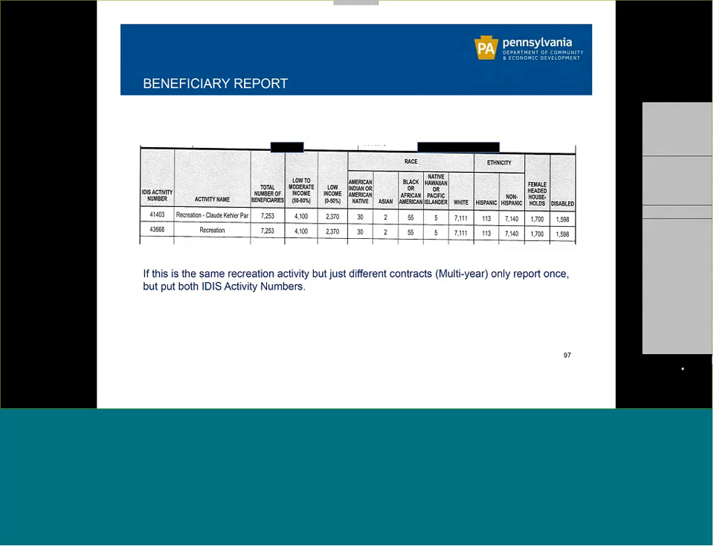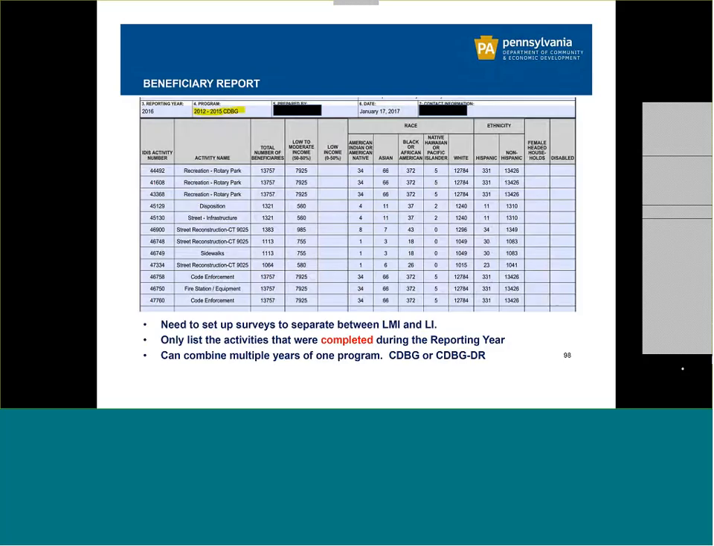You should be following the same name that you submitted under your application, that you did with the ER, and that you submit everything under, or in IDIS as well. So our assumption here is it is two parks. It's not a multi-year. Because if it was multi-year, we only want you to report once. But we're assuming it was twice.